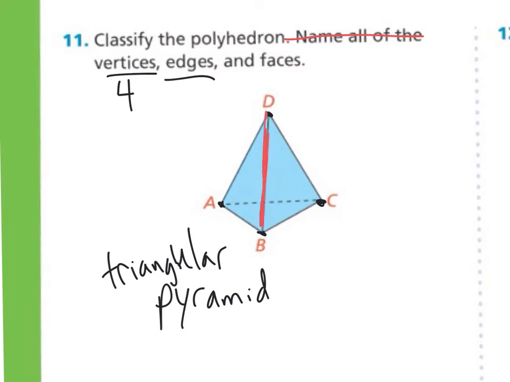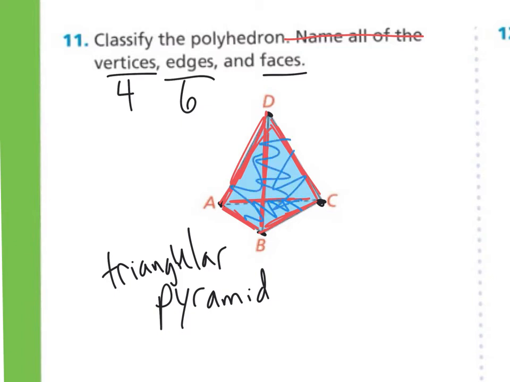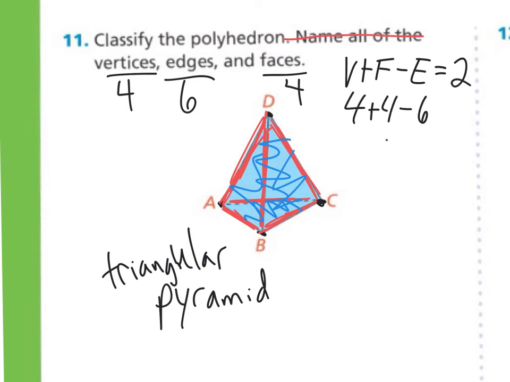Edges, we've got 1, 2, 3 going up to the top. And then we also have 3 on the base. So 3 plus 3, that's 6 edges. And then the faces, we have the base triangle, and we have 3 other triangles, for a total of 4 faces. Once again, vertices plus faces minus edges should equal 2. So 4 plus 4 minus 6. That's 8 minus 6, which does equal 2. So we're in good shape there.